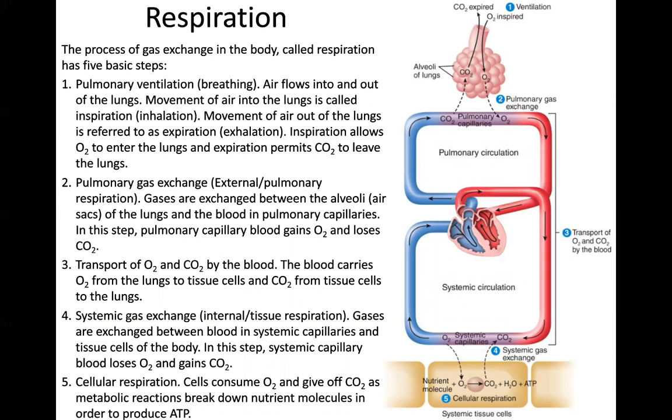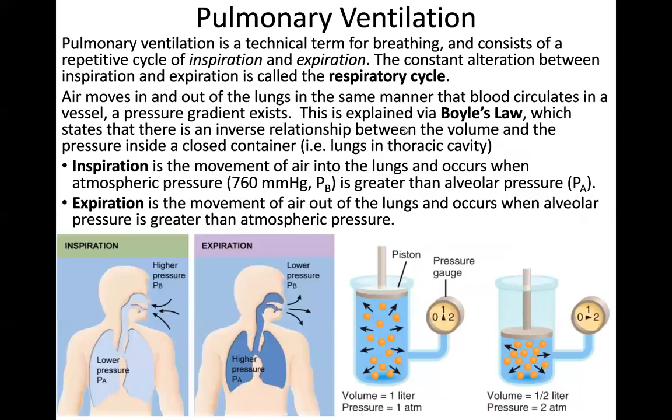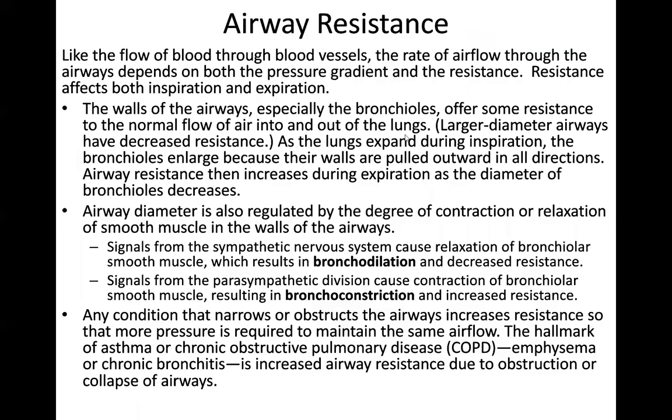We'll talk about the transport of oxygen and carbon dioxide in the blood, but we'll wait and talk about that after we talk about systemic gas exchange, which is where we do the opposite of what we do in the lungs. We take O2 from the blood and move it into our cells. We move CO2 from the cells into our blood. So number 2 and number 4, gas exchange. Let's talk about those.